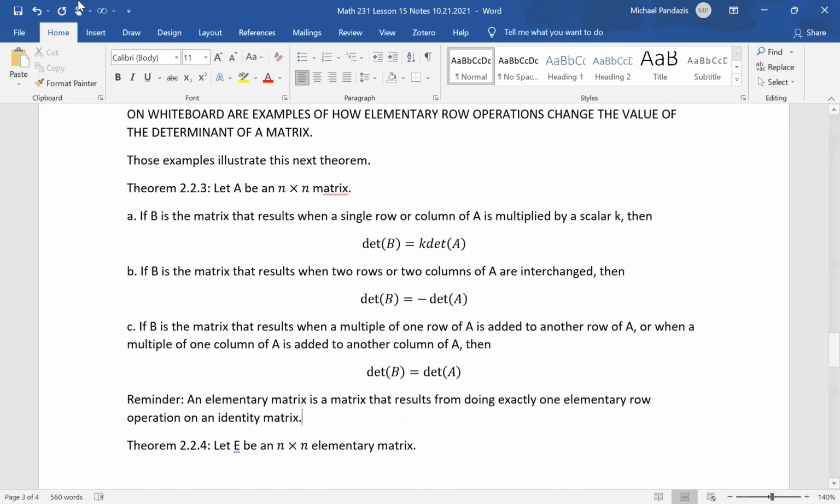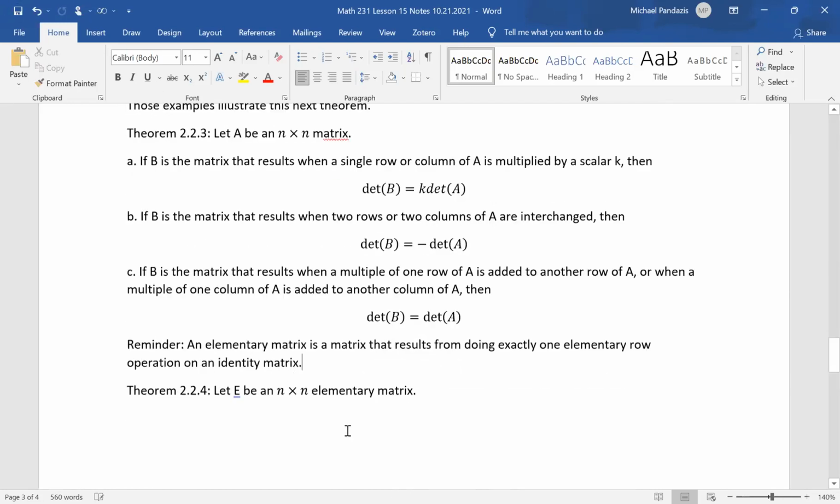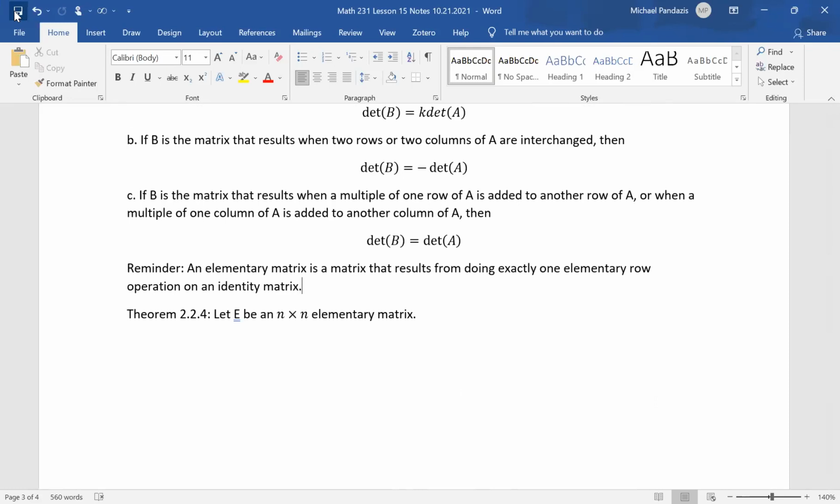Okay, so there are lots of elementary row operations and there are lots of identity matrices, because each size of square matrix has its own identity matrix. There's an identity matrix for a 1x1 square matrix. There's an identity matrix for a 2x2 square matrix. There's an identity matrix for a 3x3 and so forth. And for each of them, if you do only one single elementary row operation, that results in an elementary matrix. So there are lots of them.